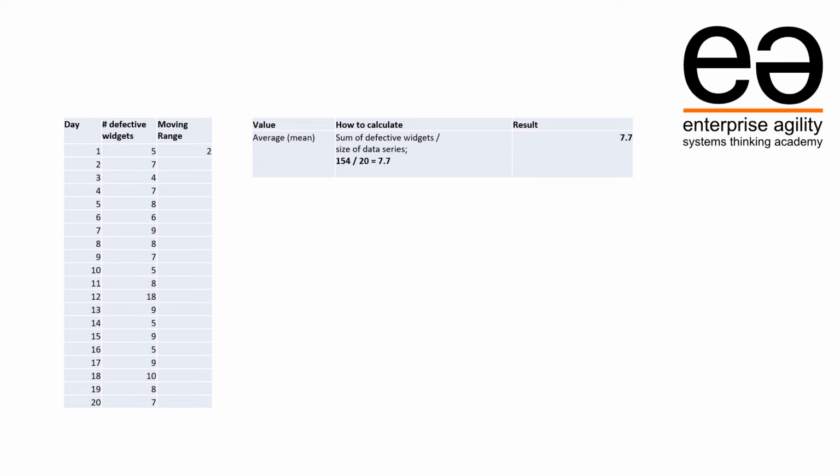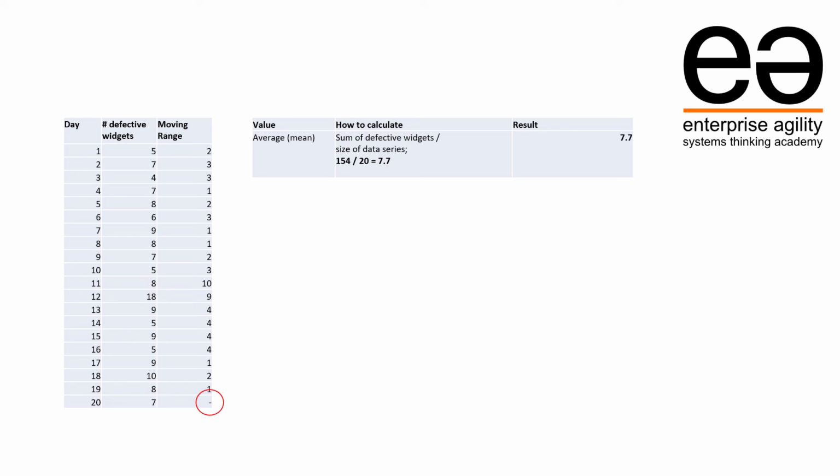Now we just continue this calculation until we get to the end of the data, and what you'll notice is that by the time we get to the end of the moving range, we don't have 20 data points, but we have 19. And that's because there is no subsequent data point from which to compare the last value in the data set. Hence, you will always find that the size of the moving range is one value smaller than the size of the data set upon which it's based.